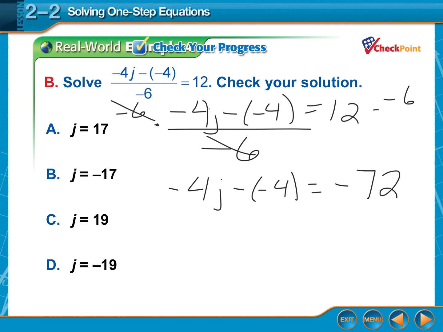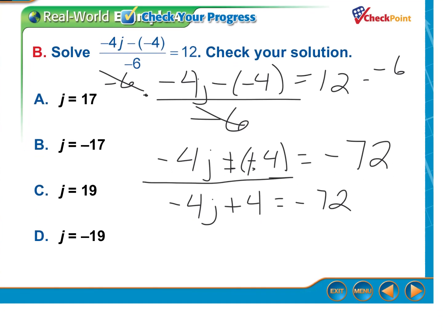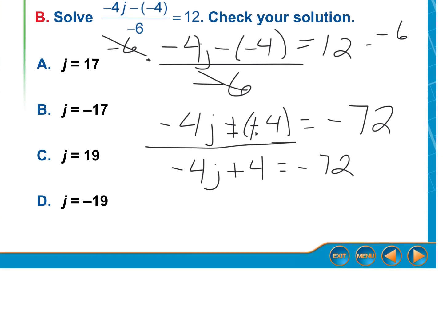It's -72. Yep. Now, how can I rewrite this? We see two negatives right here. Let's turn those into a positive. So we have -4j plus 4 equals -72. Now we've got to work to get j by itself. What's our first step?